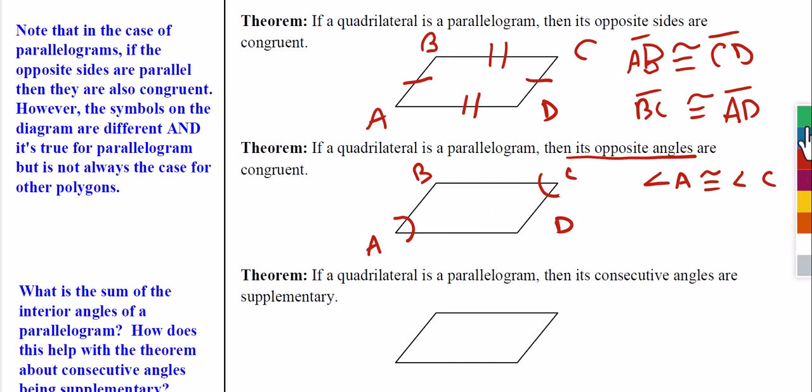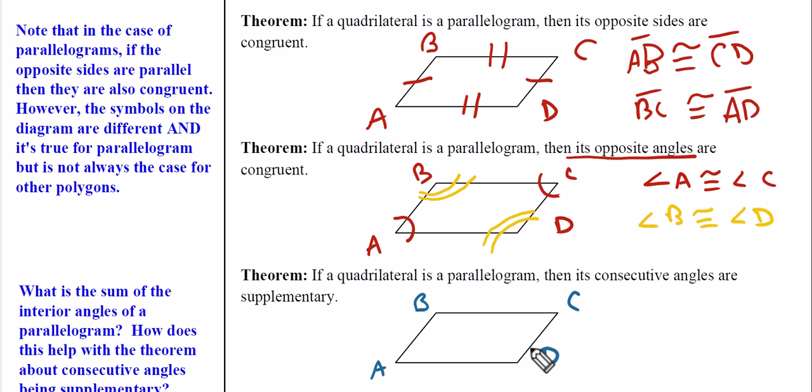And then we can make the claim that angle B, with the double arcs, is congruent to angle D with the double arcs. They both happen to be obtuse angles, and they're also congruent to each other. Now, knowing that, we also have a fourth fact we can claim.